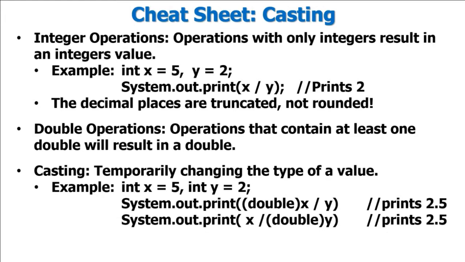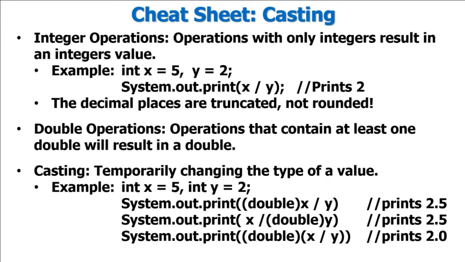I could also go x divided by double y. I could change the y to a double, so a 2.0, that would print the 2.5. What I can't do, though, is cast the entire expression as a double. If I have the expression inside the parentheses, it's going to do what's inside there first, x divided by y. That's integer division. That gives us a 2. All the casting to a double will do in this case is add the 0.0 to it. That way will not work.